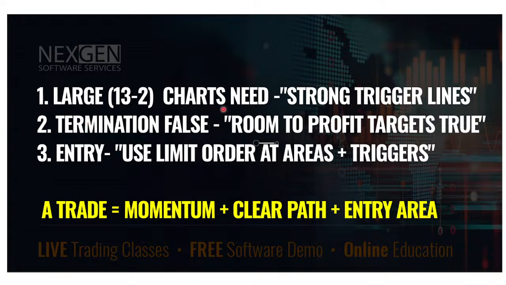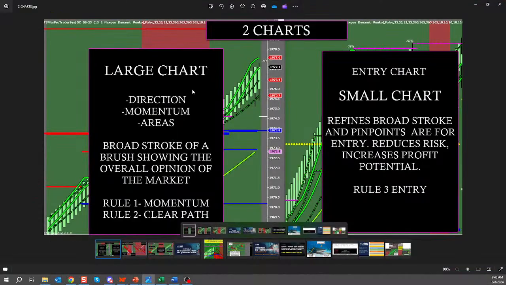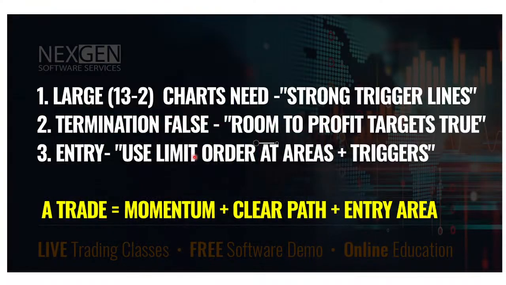It's an awesome question. So let's talk about entries. And I do have the video going today, Josh, so if you need to revisit it, we can. But once I have momentum on the large chart, once I have a clear path on the large chart, I'm going to go to a smaller, faster chart, and I'm going to refine that broad stroke of a brush, right? I'm going to take that 1 bar's worth of information, and I'm going to bust it down into 15 to 30 bars. And I'm going to do that so that I can follow rule number 3.